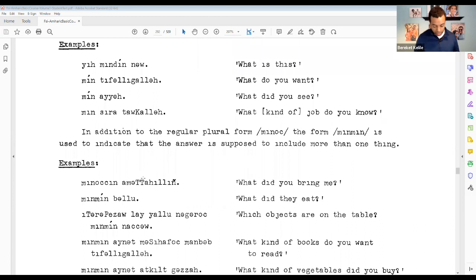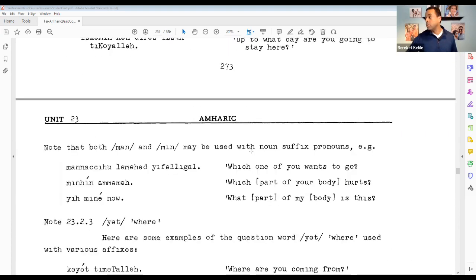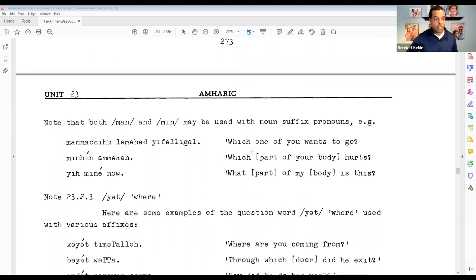Then we also see, again, plural here. The regular plural form, minnoch, and then also min can be used to indicate more than one thing. And so whenever you see that, you know that the answer is supposed to include multiple things. Then finally, man and min may be used with noun suffix pronouns, as we'll see here at the top of page 274.